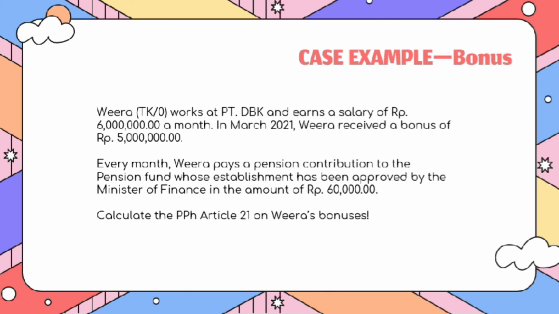So this is another case example of bonus. Wira worked at PT DBK and earns a salary of 6 million rupiahs a month. In March 2021, Wira received a bonus of 5 million rupiahs. Every month, Wira pays a pension contribution to the pension fund whose establishment has been approved by the Minister of Finance in the amount of 60,000 rupiahs. Calculate the PPh Article 21 on Wira's bonuses.